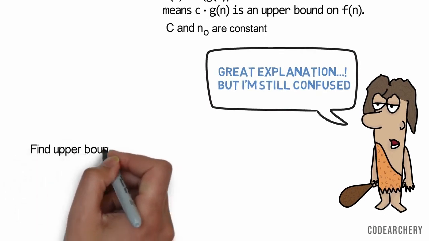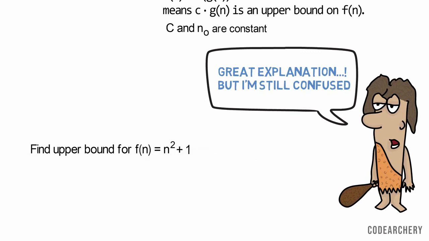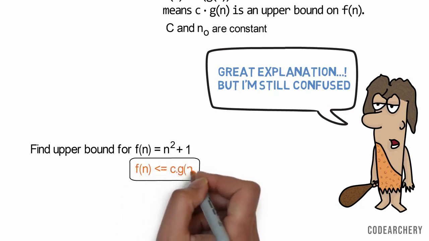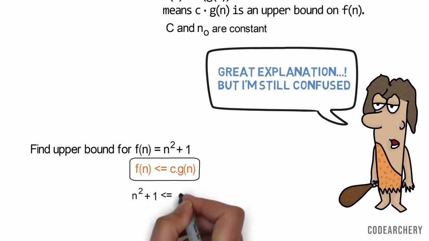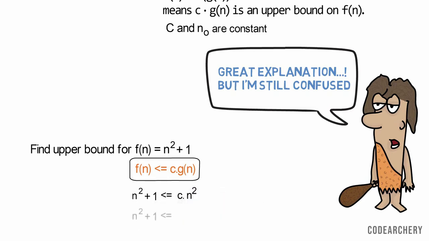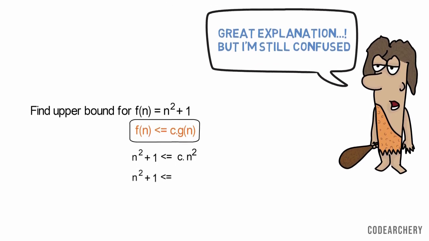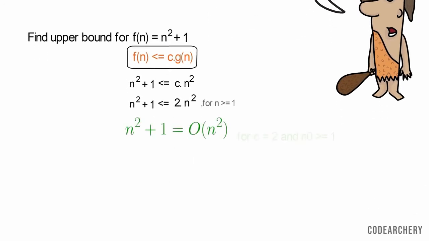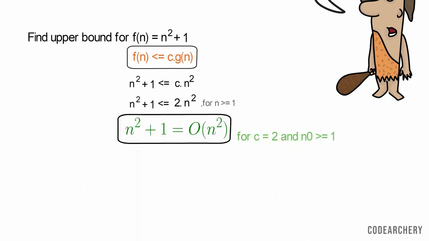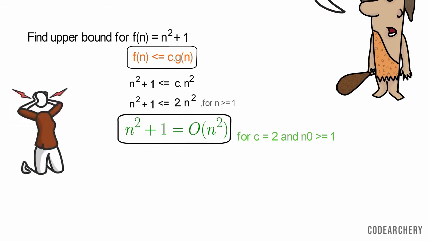Let's find an upper bound function for f of n equals n square plus 1. So we have to find an upper bound. We'll stick to the definition, that is f of n is less than or equal to c into g of n. Since our f of n is a quadratic function, we will pick g of n as quadratic function, that is n square. If you do a little bit trial and error, you will find that for c equals 2 and n is greater than or equal to 1, 2 n square is upper bound for n square plus 1.